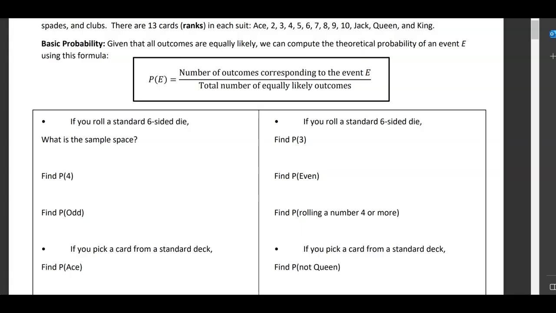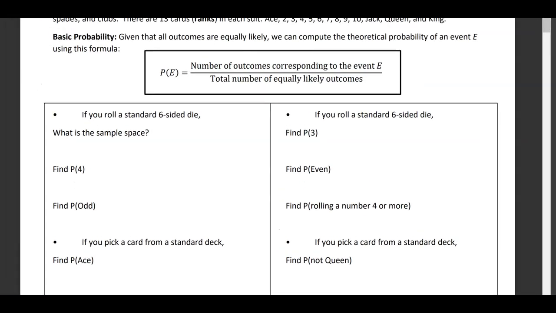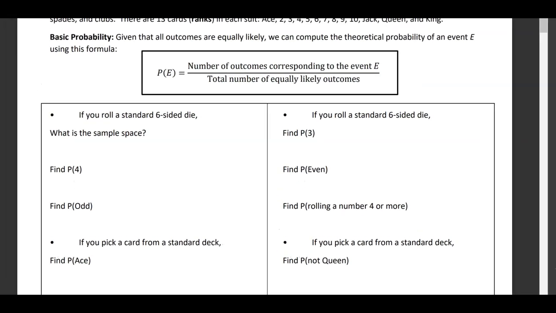I just had to get my drawing tool. There we go. So there's 1 3, and there's 6 total. That's that. Probability is easy to do.